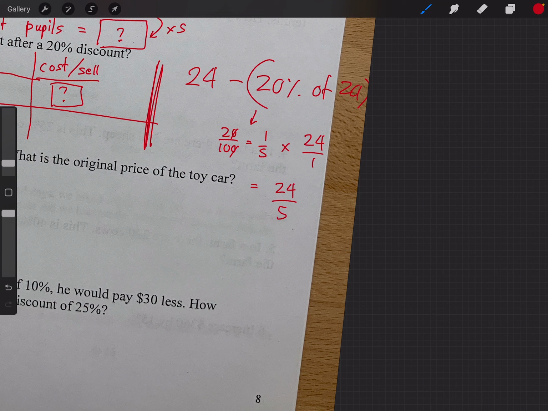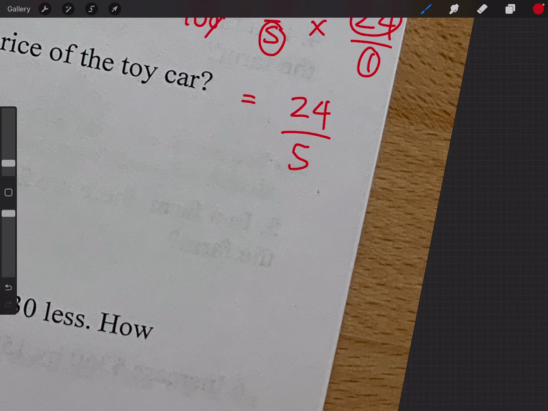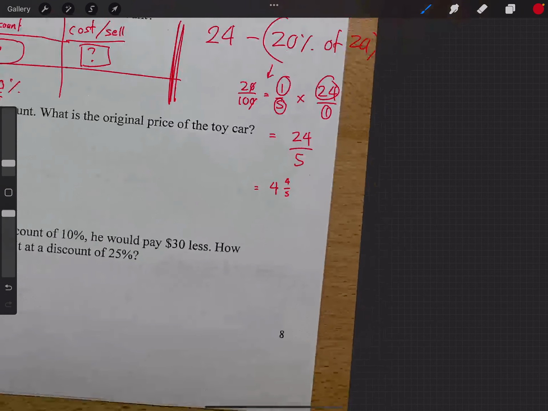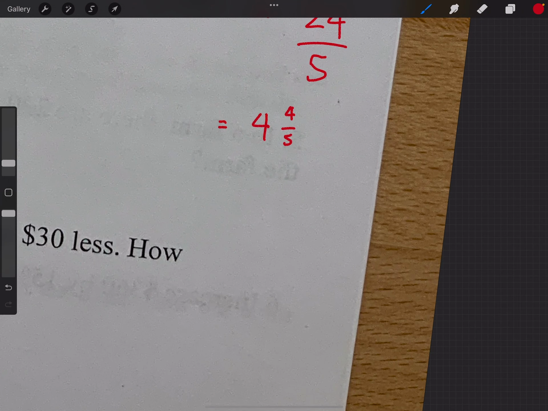We just multiplied it, okay? 1 times 24 is 24, 5 times 1 is 5. Now this is an improper fraction, so let's change it to a mixed numeral. So how many 5s in 24? You're going to get 4 and remainder 4 over 5. Now for those of you who know what 4 on 5 is, 4 on 5 is the same as 0.8. So $4.8.